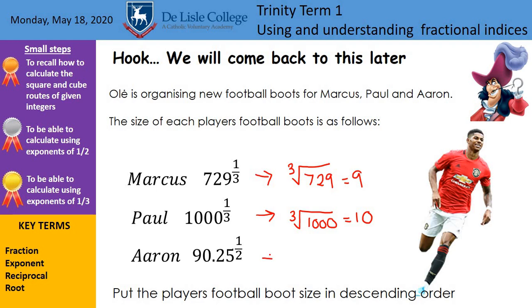And then here we should know we're trying to find the square root of 90.25, and we know that it's going to be between 9 and 10 because the square root of 81 is 9, the square root of 100 is 10, so it's 9.5. So if you're putting them in order, Paul's got the biggest feet, followed by Aaron, followed by Marcus.